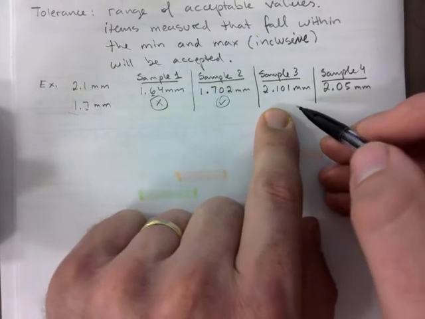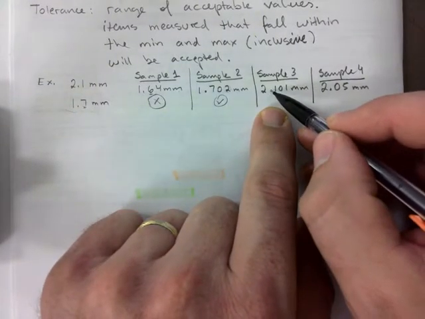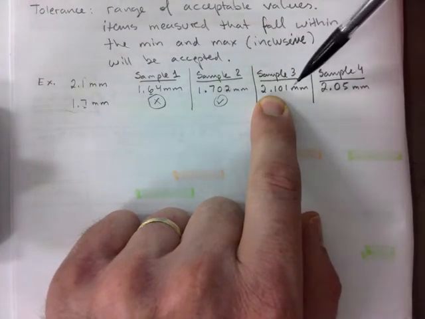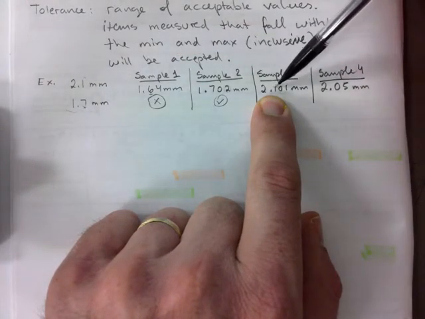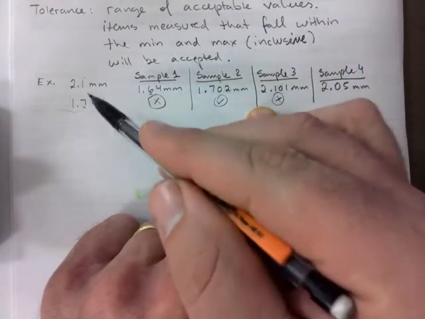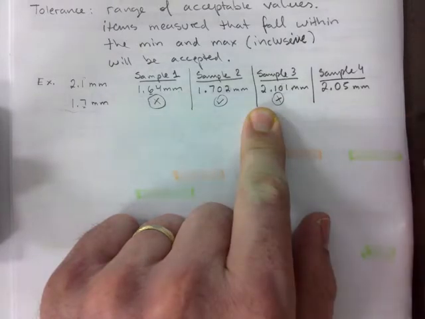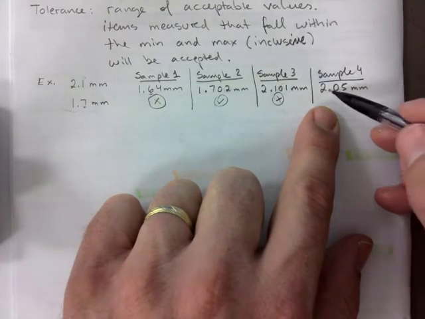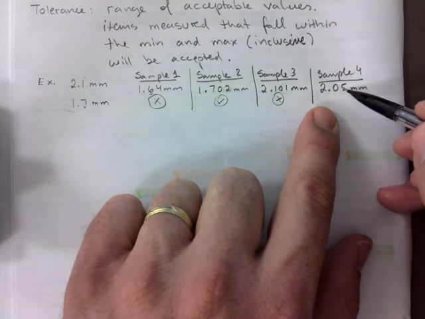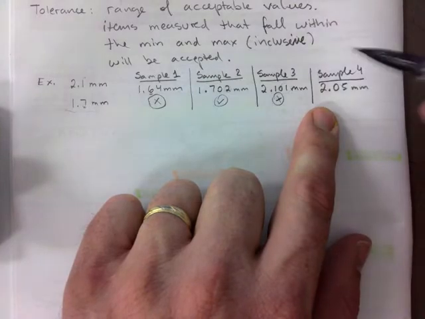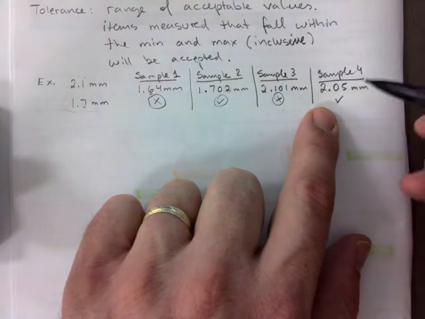On the other hand, here, sample 3 is 2.1, so you're like, oh yeah, that's right there, but it is slightly bigger than 2.1. It's slightly bigger, so this would technically fail. According to this tolerance here, it will fail. And then sample 4 is 2.05. It's somewhere between here. It's closer to 2.1, a little smaller, so that one would pass.